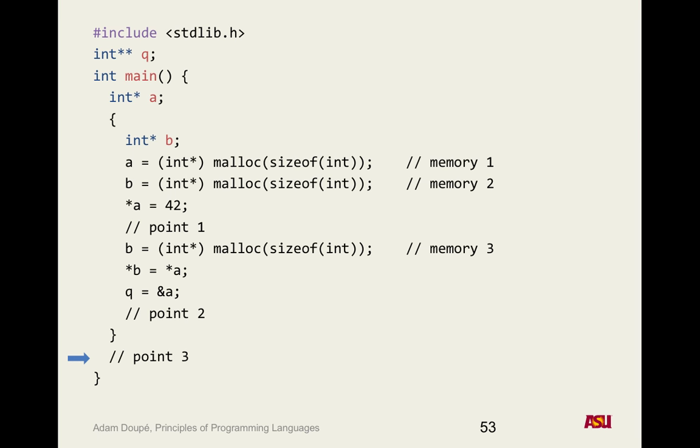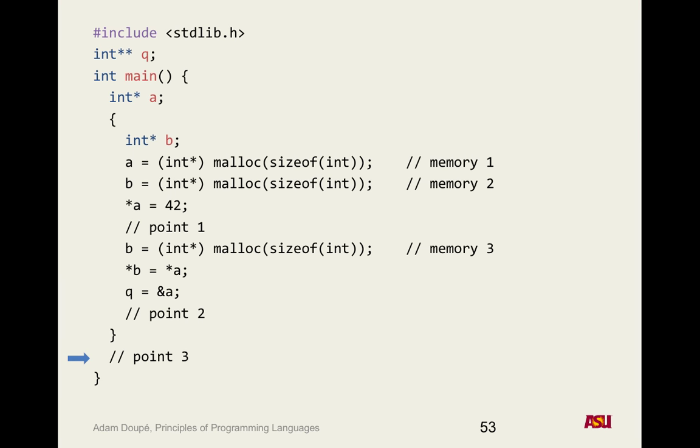So then we go over here, and we ask the same questions. Are there any dangling references here? Yes? What's the dangling reference? B? So is Q dangling? What's the address in Q? A. Has A been deallocated? No. So Q is not dangling. Let's take A. What's the address in A? Memory 1. Has memory 1 been deallocated? No. So that's not dangling.